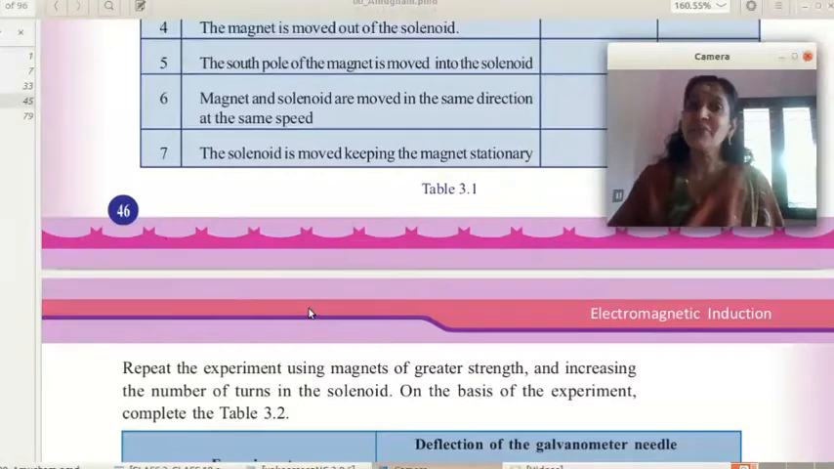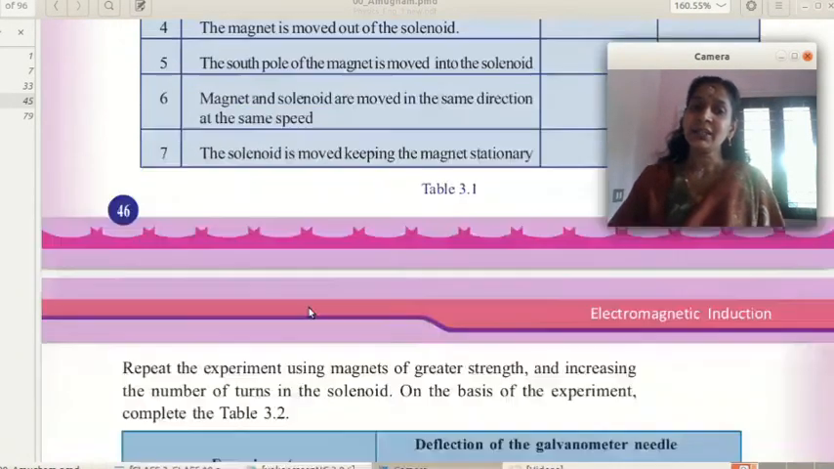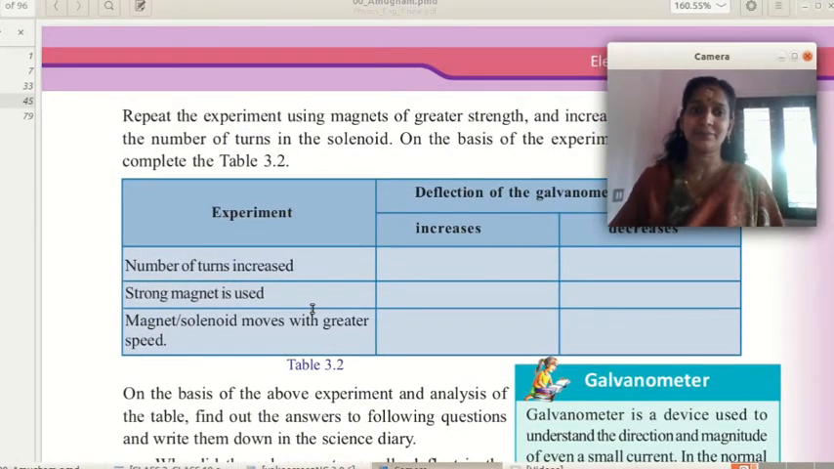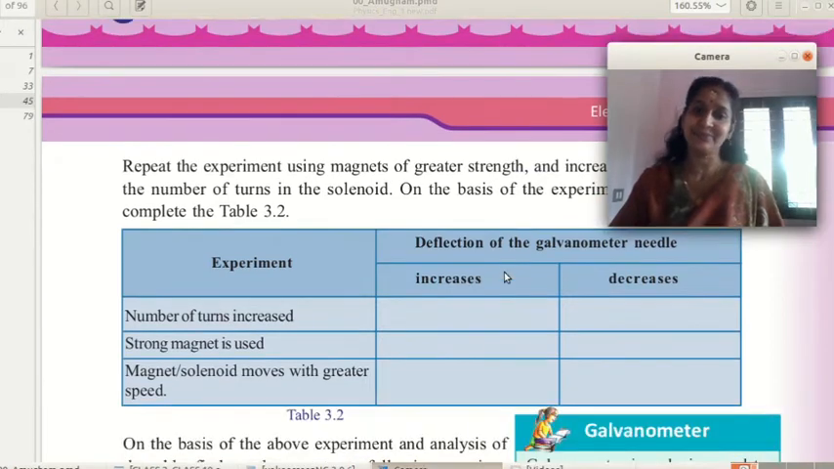If we increase the number of turns of this solenoid, what will happen to the induced current? It increases, isn't it? If we use a strong magnet, then what happens? Then also the deflection of the galvanometer increases. If we move the magnet with a greater speed, then what happens? That time also induced EMF increases, induced current increases. If we move the solenoid with a greater speed, that time also what happens? Deflection of the galvanometer increases.